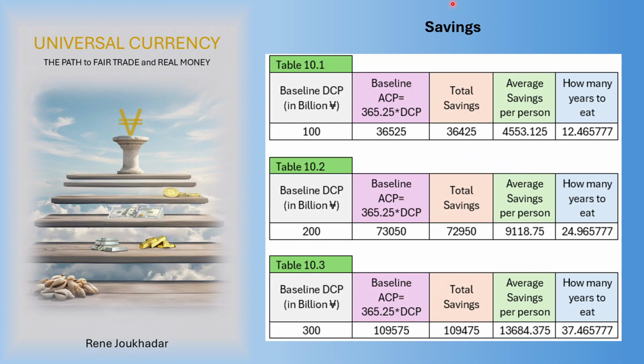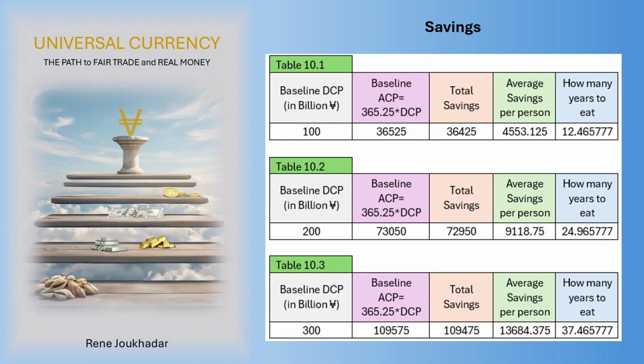If you assume that all 8 billion people on this planet are saving equally, that is, if you divide the total savings, which is about 36.4 trillion Vs, divided by 8 billion people, this will give you 4,553 Vs of savings per person. So what would that amount of savings do? This will be enough money for one person to eat for about 12.4 years.